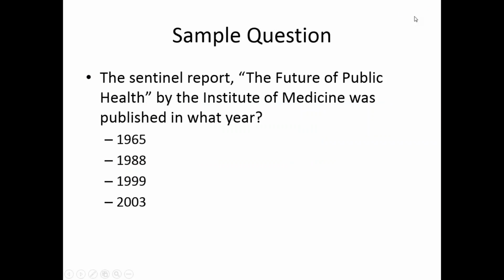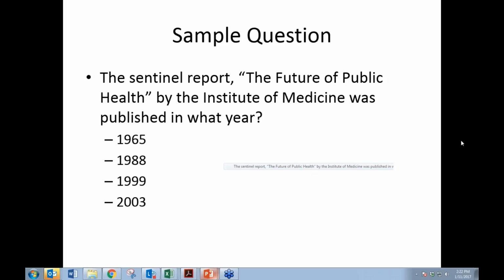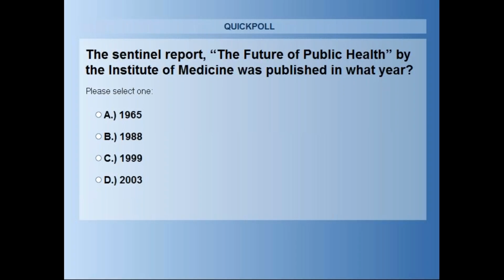Okay. The Sentinel Report, the Future of Public Health by the Institute of Medicine, was published in what year? 1965, 1988, 1999, or 2003? You can choose now.